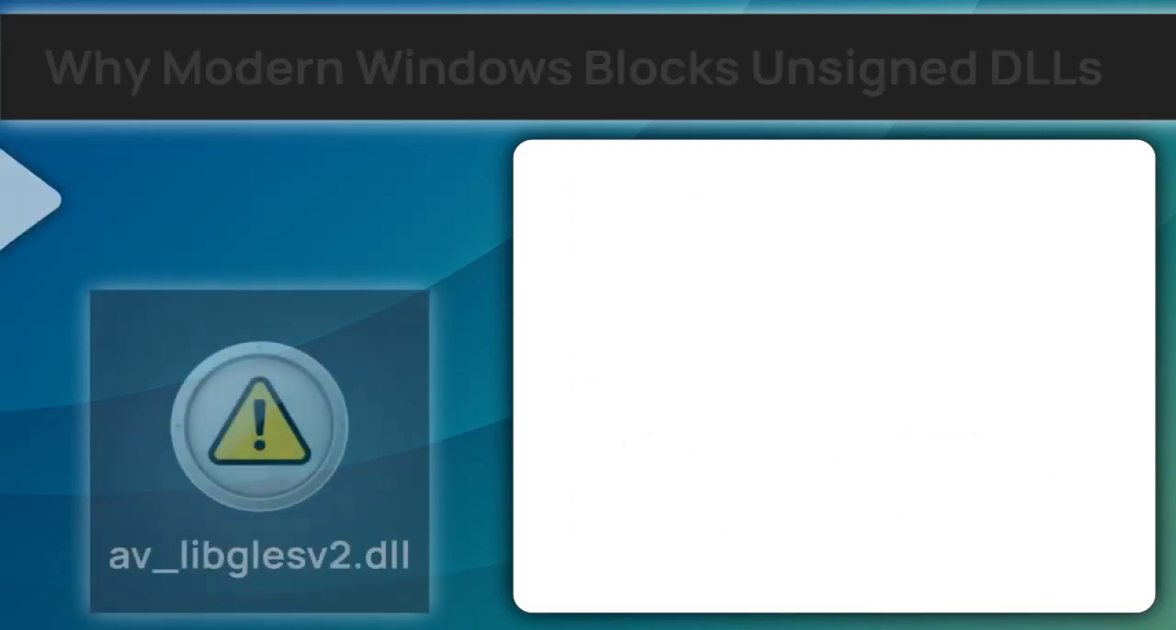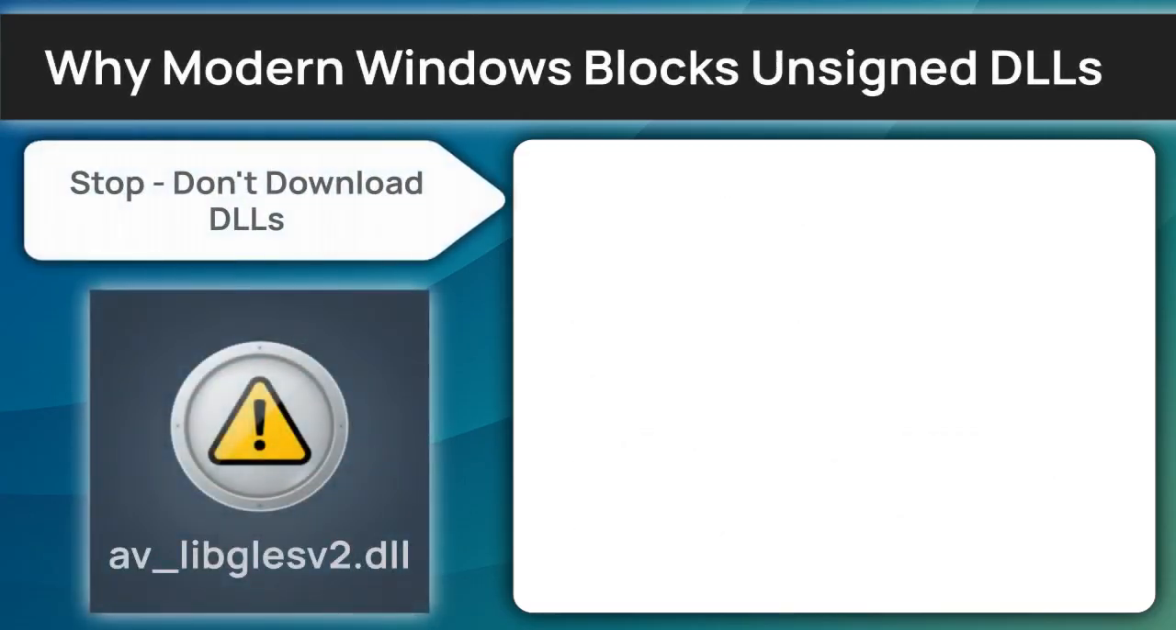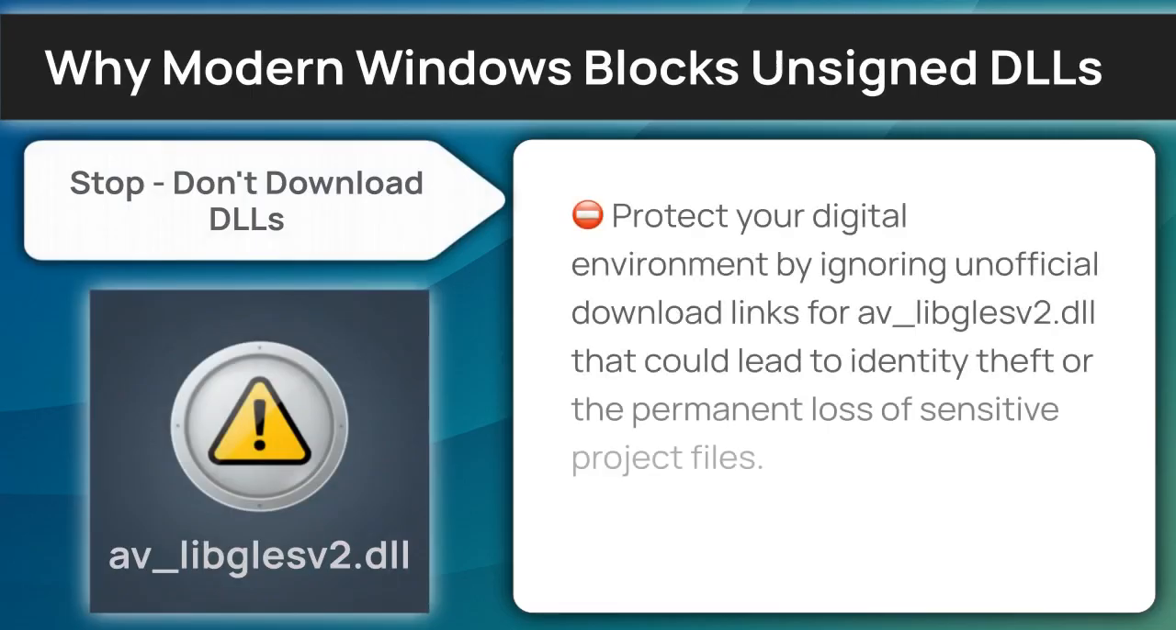Let's look at a key safety rule that will keep your PC protected while we address this error. Please be cautious of websites offering free downloads of audio-video libGL ES version 2 DLL. These files are frequently the wrong version for your specific PC architecture and can introduce viruses into your sensitive system folders.